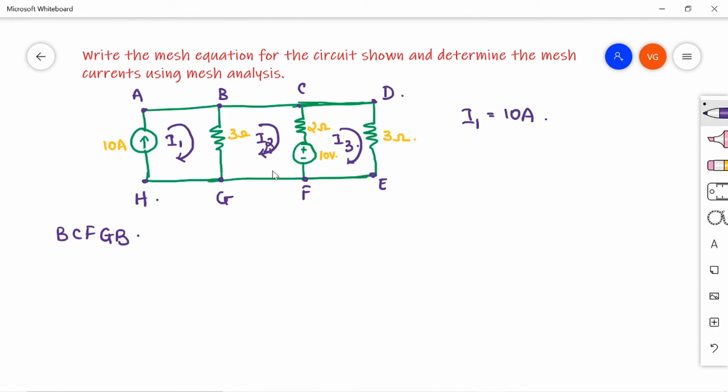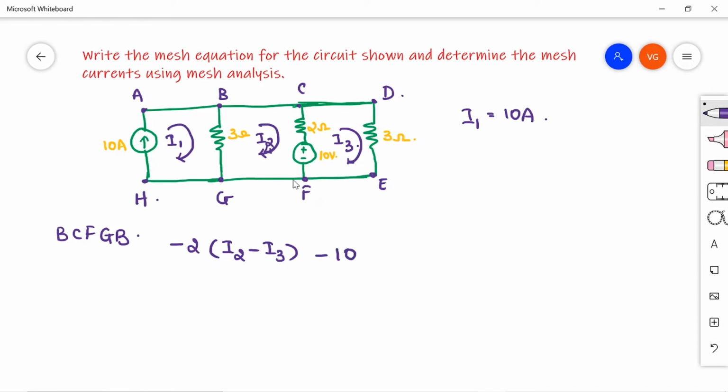So write KVL along this loop. From B to C, as there is no element, nothing to write. Again from C to F, I have two elements, one resistor and one voltage source. In this 2 ohm resistor, the currents that are flowing are I2 and I3. As the current is flowing in the direction you have assumed, directly you can take it as minus 2 into I2 minus I3. I2 and I3 are flowing in the opposite direction, right? So then plus 2 minus 10 volts, right?